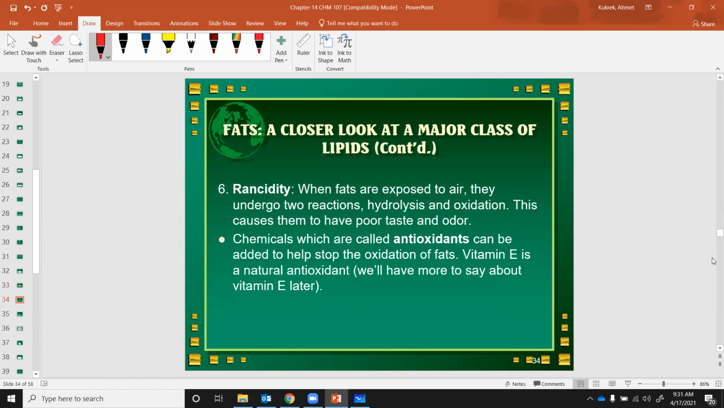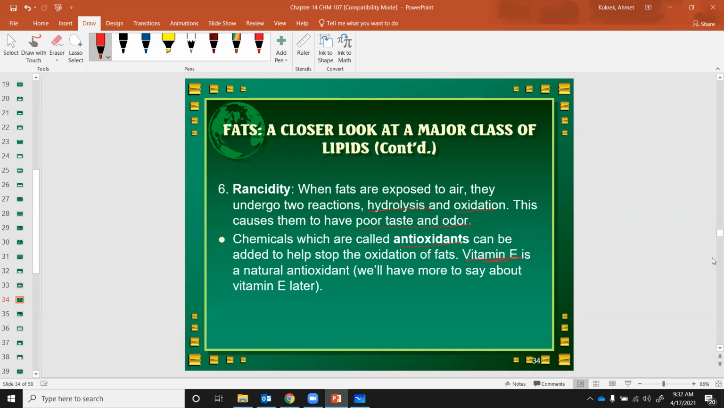And again, we talk about rancidity. When the fats are exposed to air, they undergo two reactions, either hydrolysis and/or oxidation. This causes them to have poor taste and odor. And this is one of the reasons that in all the products that we buy from the market, we use antioxidants so that they don't break up. And vitamin E is a natural antioxidant. I'm going to show you the vitamin E in the last part.